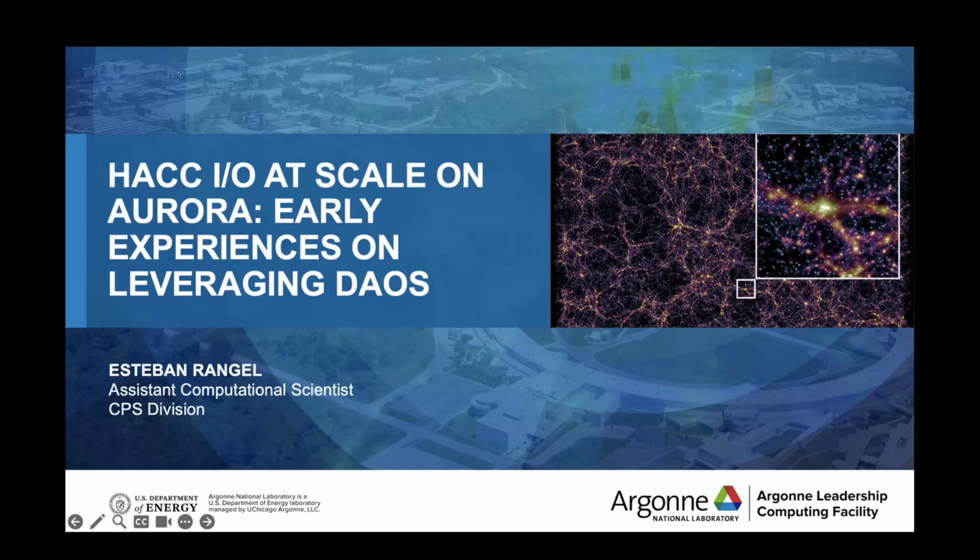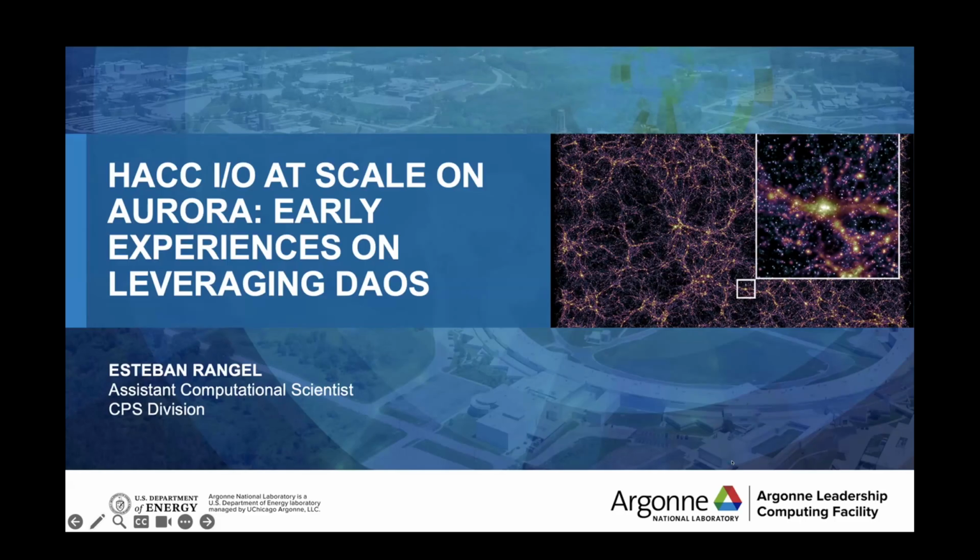and particularly using DAOS, right? So we're using DAOS for checkpointing and being able to write lots of data products for a science quality simulation that would run at Aurora's capacity scale, so greater than 80%.